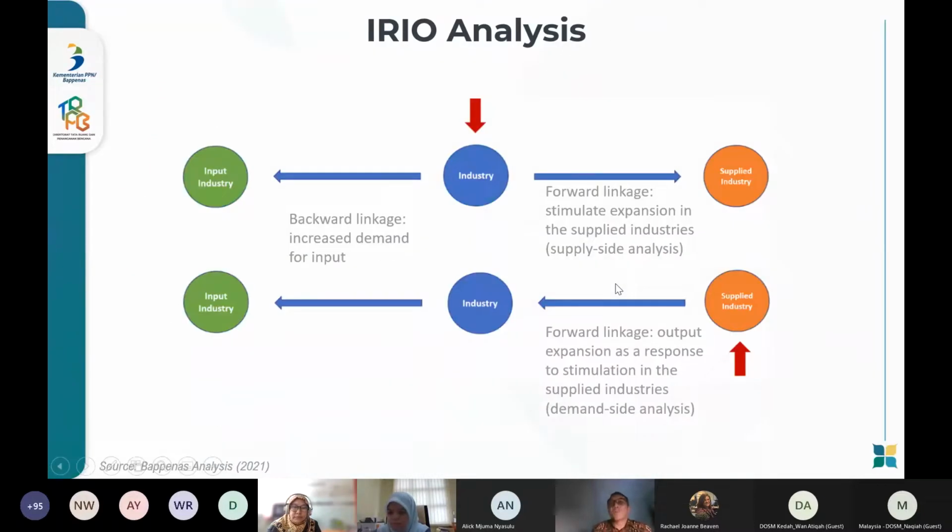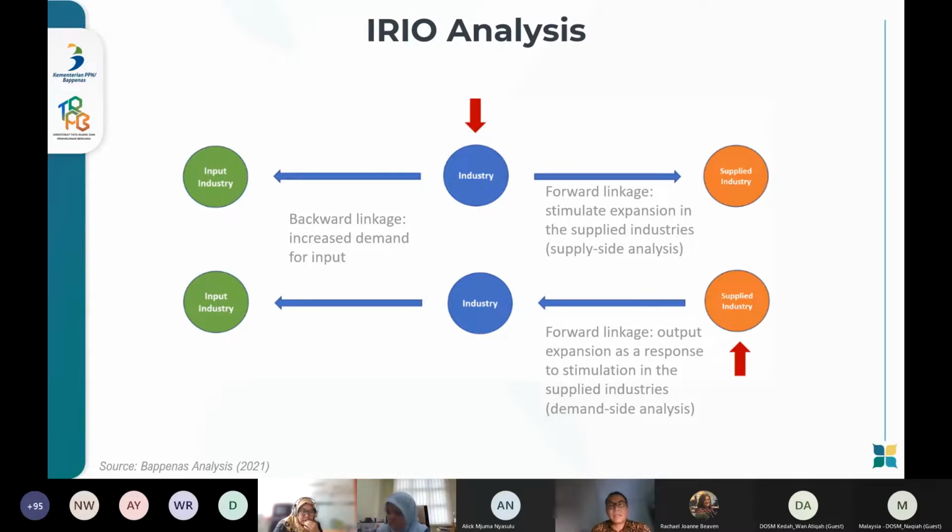Actually, we also combine this analysis with other analyses like growth, performance, and also GDP share of each industry. So we promote industries with a high share and a growing trend, with the potential to deliver backward multiplier or forward effects. We can illustrate this in our policy formulation.